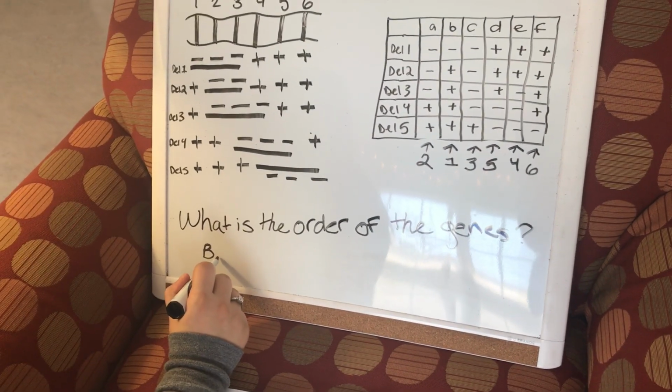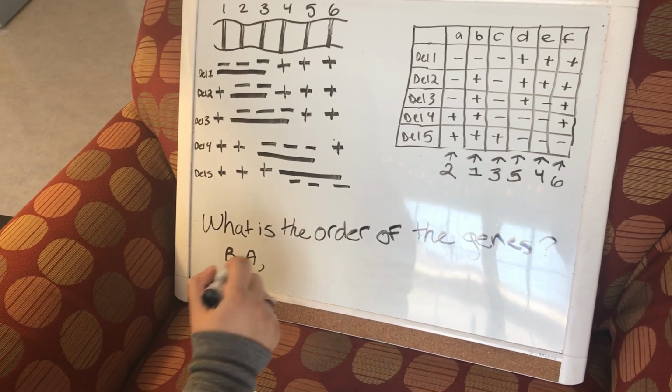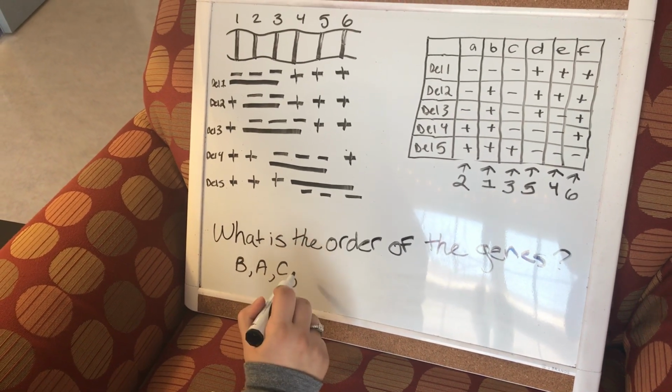So the order of the bands is B, A, C, E, D, and F.